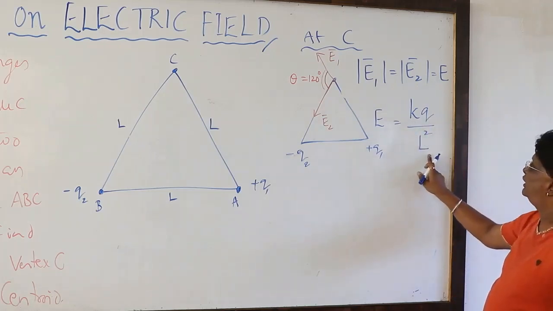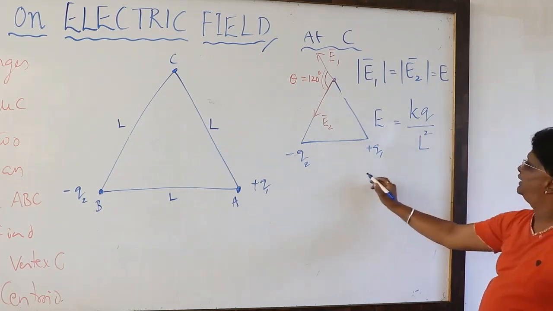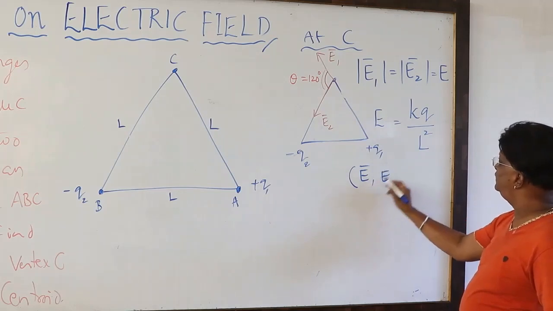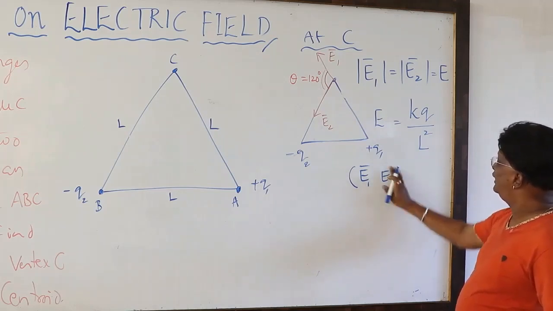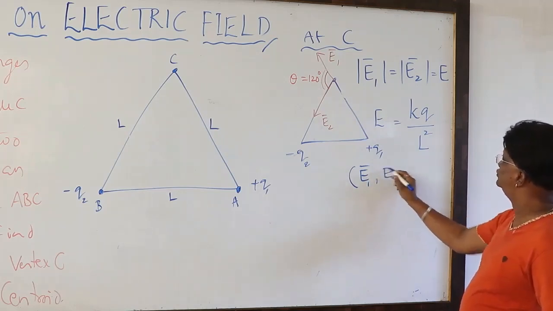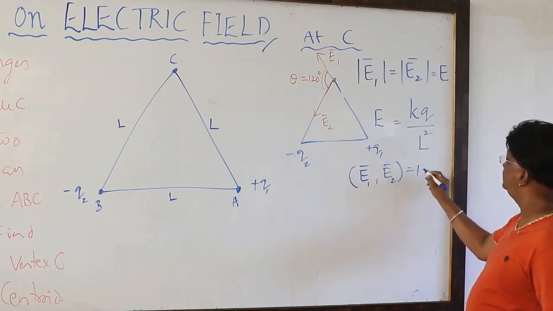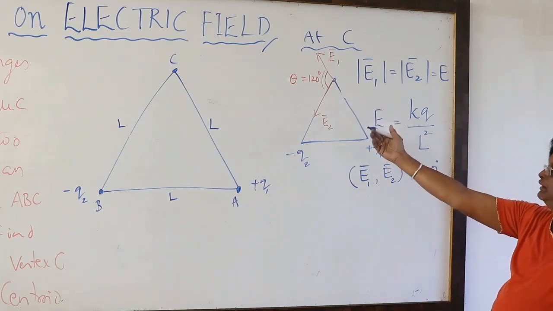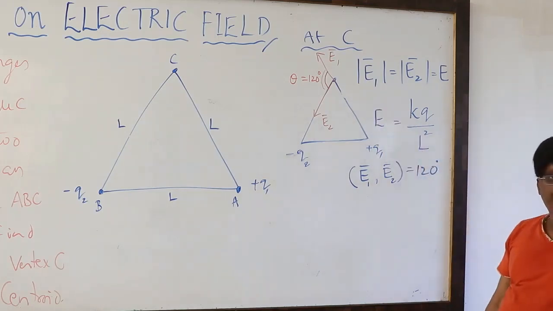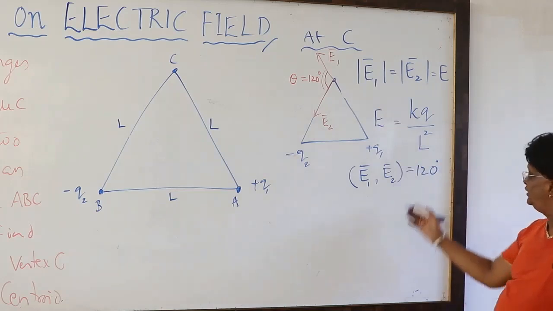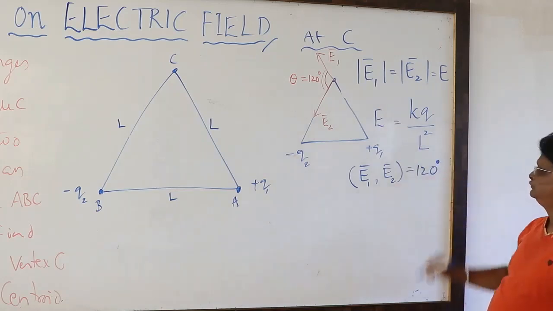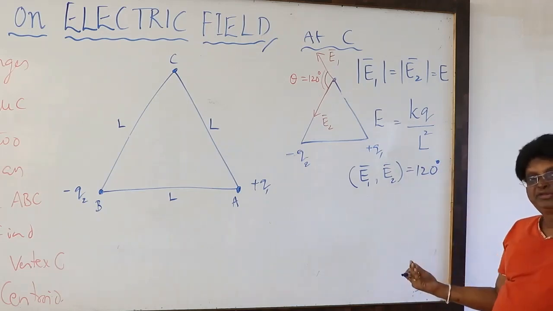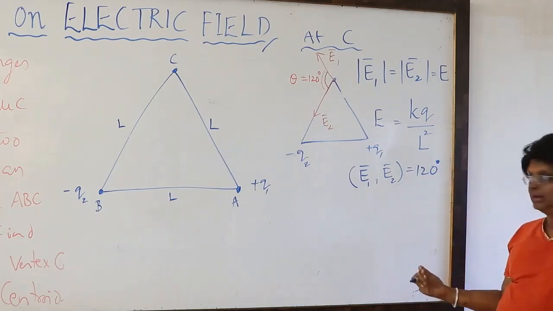KQ by L square. And now what is the angle between them? Yes, the angle between E1 bar and E2 bar is 120 degrees. Why? Because it is again an exterior angle of an equilateral triangle. Is it not? 120 degrees. Simple geometry, and this knowledge is of course from high school. Exterior angle is equal to the sum of the opposite interior angles.